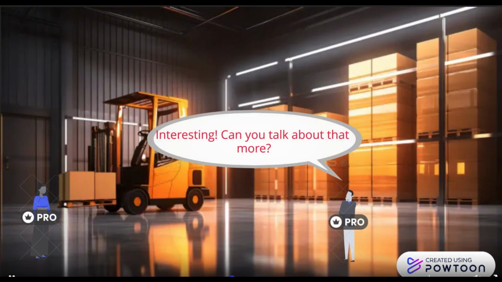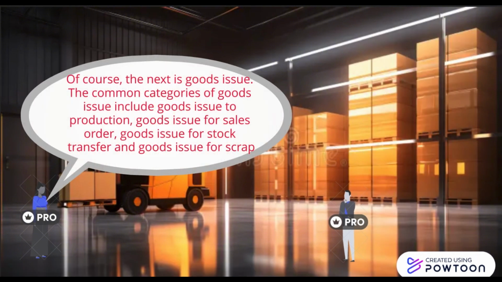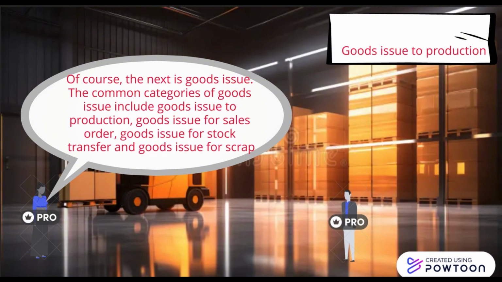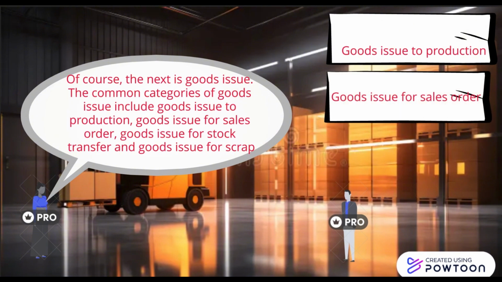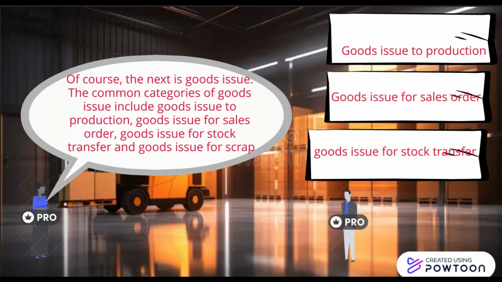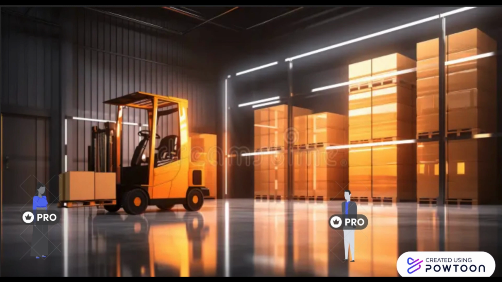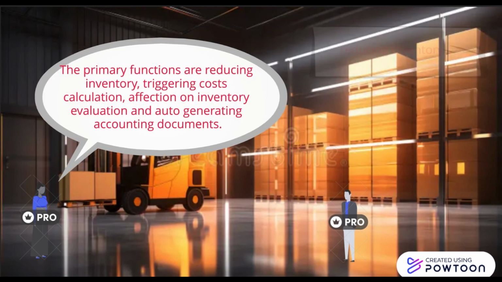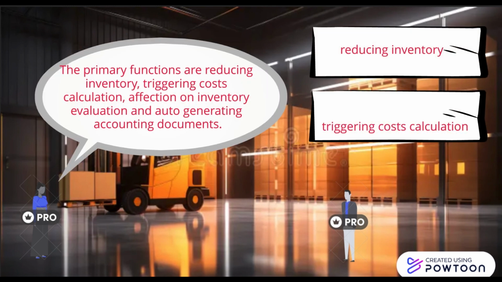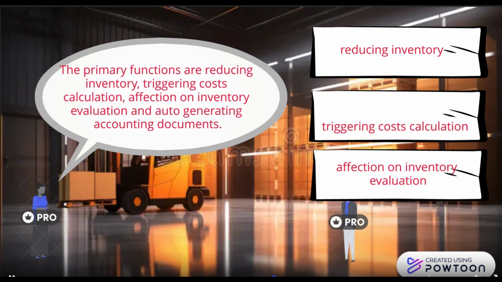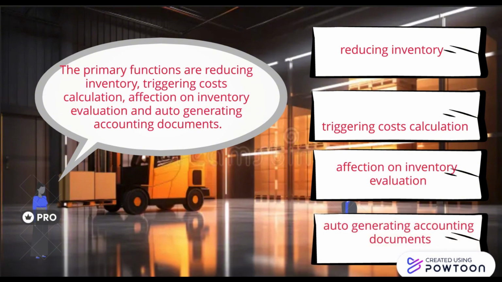Interesting, can you talk about that more? Of course, the next is goods issue. The common categories of goods issue include goods issue to production, goods issue for sales order, goods issue for stock transfer and goods issue for scrap. The primary functions are reducing inventory, triggering cost calculation, affecting inventory evaluation and auto-generating accounting documents.